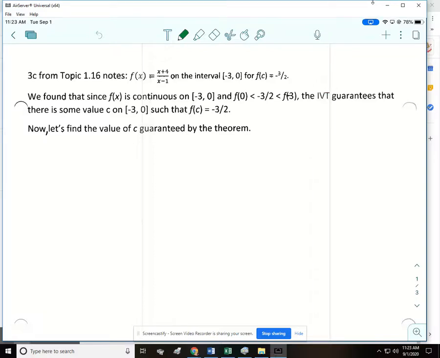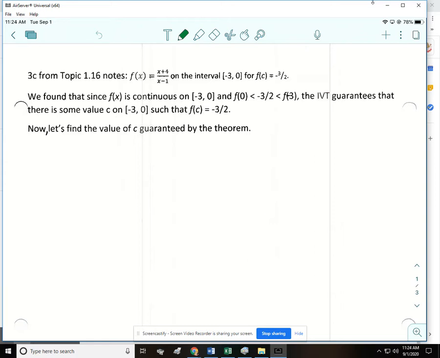Right, so we're going to keep working on the intermediate value theorem on this lesson. On your notes from the previous day, we did find on 3C that f of x is continuous on the interval from -3 to 0, and f of 0 is less than -3/2 is less than f of -3. Then the intermediate value theorem guarantees there is some value c on that interval such that f of c equals -3/2. So what we're going to do today is find c, that value.